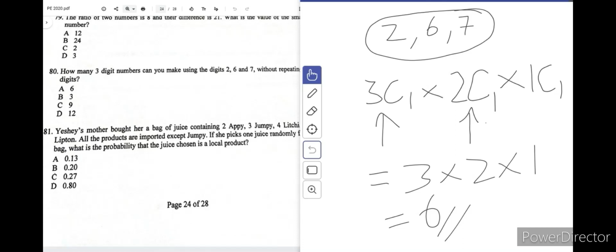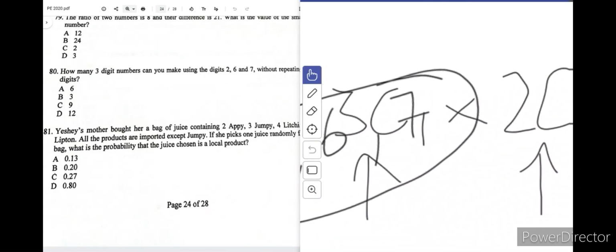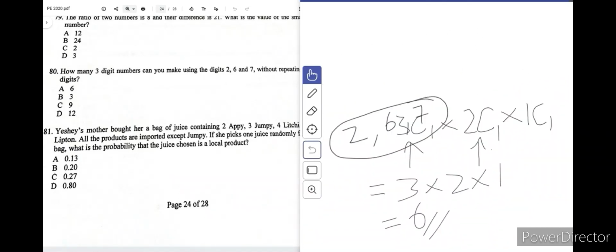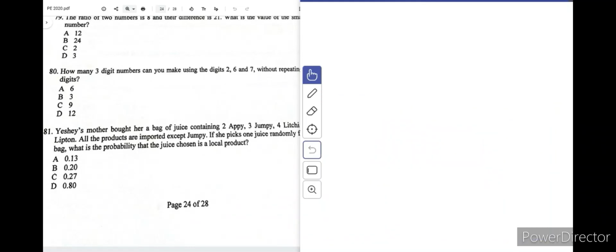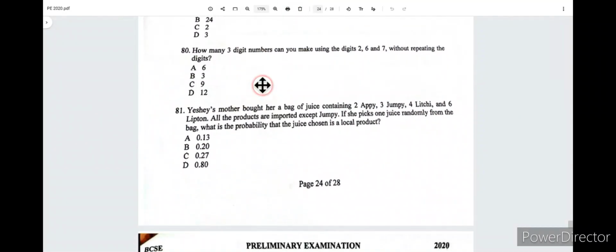Now let's look into question number 81. Question number 81 reads: Isha's mother bought her a bag of juice containing 2 appy, 3 jumpy, 4 lychee and 6 Lipton. All the products are imported except jumpy. If she picks one juice randomly from the bag, what is the probability that the juice chosen is a local product? So first we need to understand the question properly.